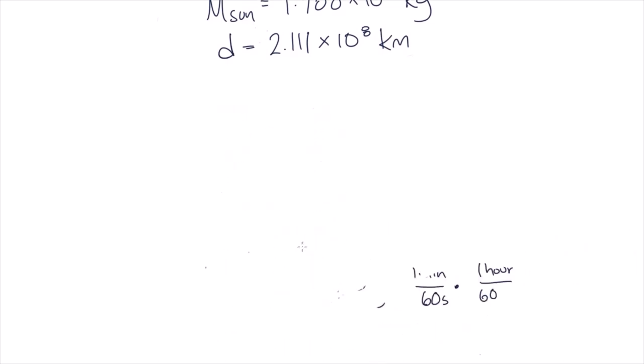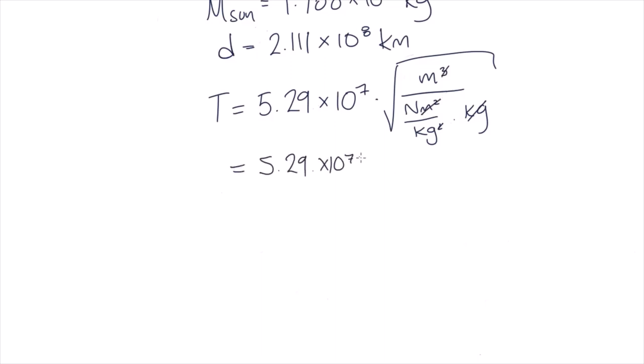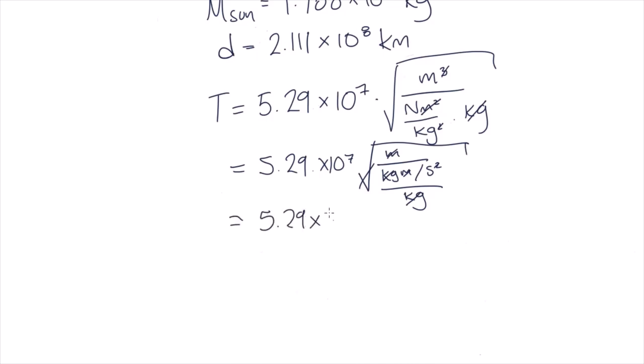And this is equal to 5.29 times 10 to the 7 multiplied by the square root of meters over newtons, which are kilogram meters per second squared, divided by kilograms. If we cancel the kilograms, the meters, and the square of the second, we see that this is 1 over 1 over 1 second, which is equal to seconds, and therefore T is equal to 5.29 times 10 to the 7 seconds. What is this in days?